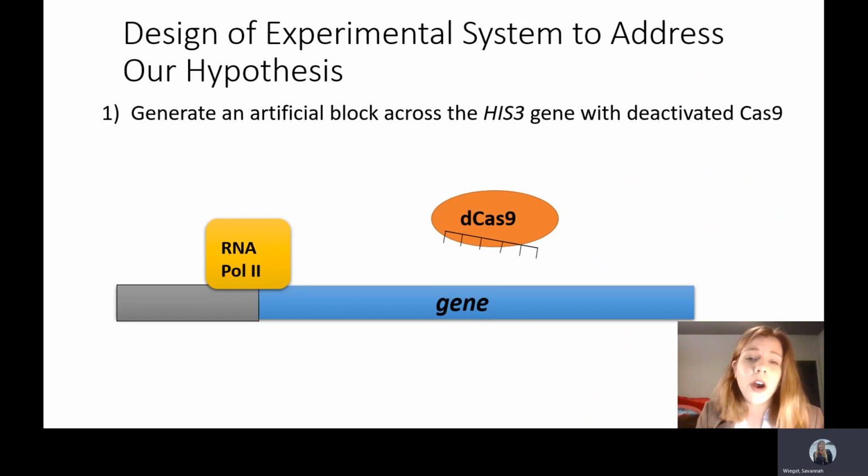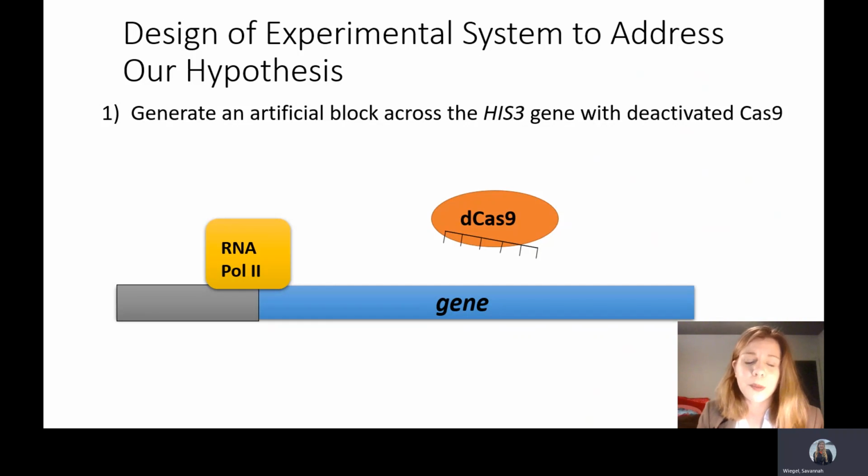And so to design our experimental system, we are going to place an artificial obstacle on a gene that resembles a DNA binding protein. Once we have the obstacle, there are ways that we can identify the proteins that help RNA polymerase remove the obstacle.